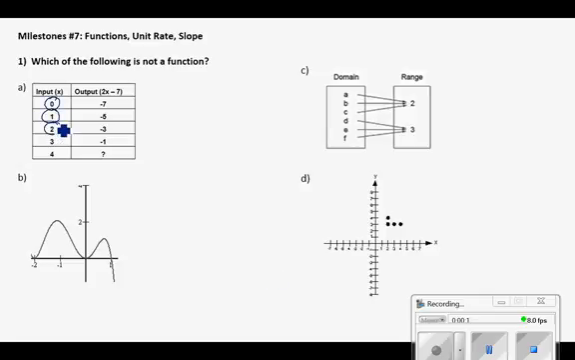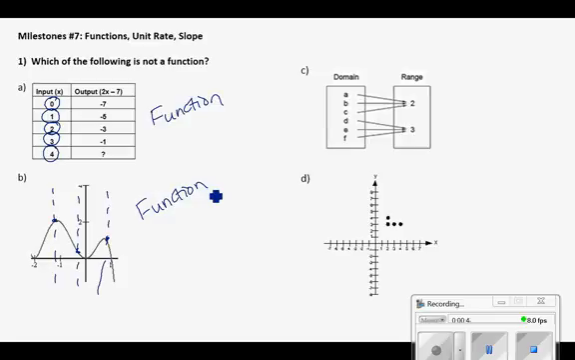Answer choice A, we can circle the x values and see that they are not repeating, so this is a function. Answer choice B, you would have to use the vertical line test to see if you can find a place on the graph where it crosses more than once. We could not find a place where it crosses more than once, so it passes the vertical line test. Therefore, it is a function.